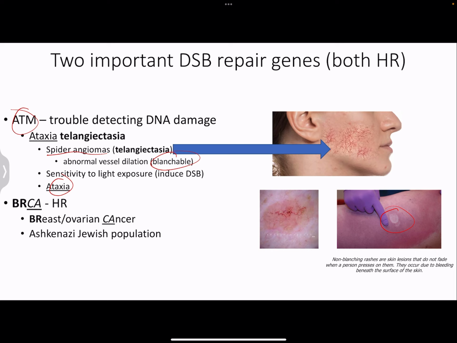Light causes pyrimidine and thymine dimers, but it causes double-strand breaks as well. So if you have an ATM deficiency, you're going to get double-strand breaks that you're going to have trouble repairing. So particularly sensitive to light is another feature. BRCA, BR, breast, CA, cancer. It also causes ovarian cancer as well. So Ashkenazi Jewish people are particularly susceptible to have a BRCA mutation.